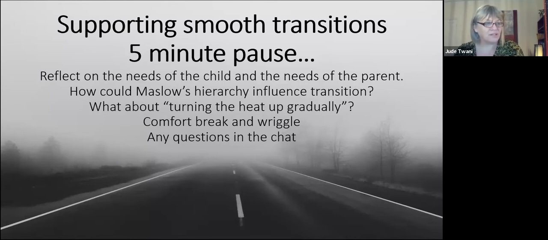And I want us to pause. And if you're with your buddies at the moment, you can have a little chat about this. Reflect on the needs of the child and the needs of the parents. How could Maslow's hierarchy influence transition? Now, I know Maslow's hierarchy is quite old now, and there's lots of other things that have come in, but I still think it is worth looking at. What about turning the heat up gradually? How did you feel about that and the bullfrog in the pan?